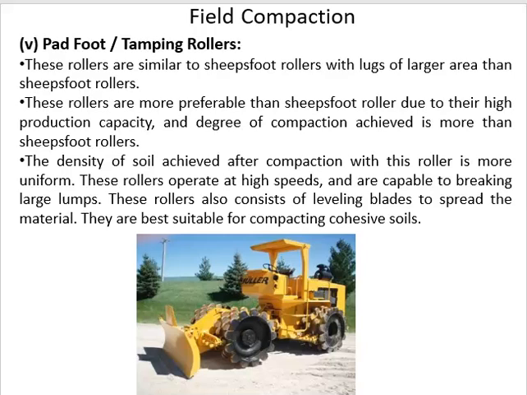Then other type is tamping rollers. These rollers are similar to sheep's foot rollers with the lugs of larger area than sheep's foot rollers. Their efficiency is very high compared to sheep's foot rollers and best suitable for compacting coarse soils.